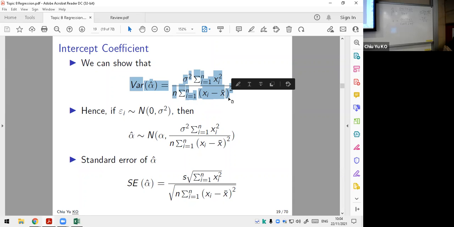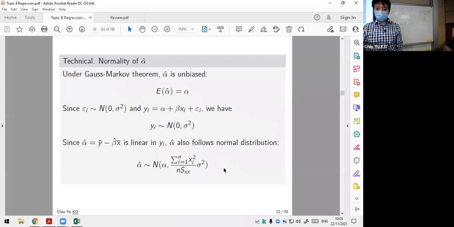Okay, so that's why when we replace sigma by S, the square root of everything, we put S in place of sigma. S is coming from S squared, coming from this one. And this will be the standard error.